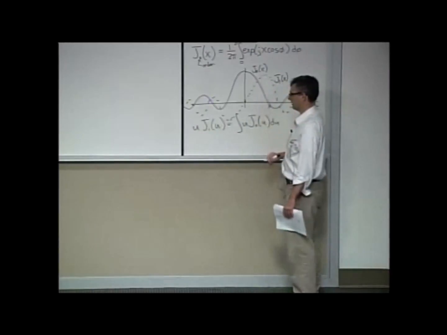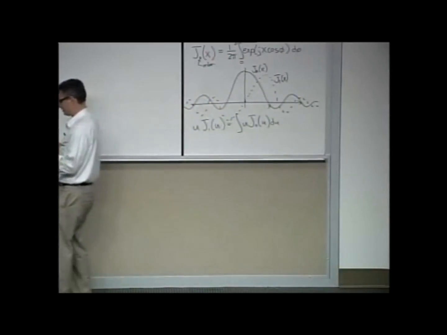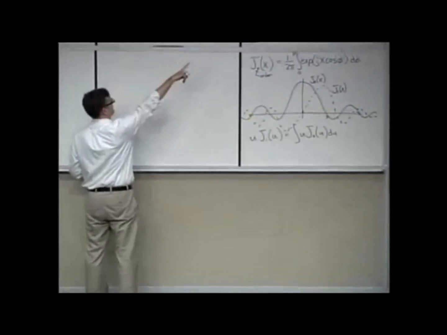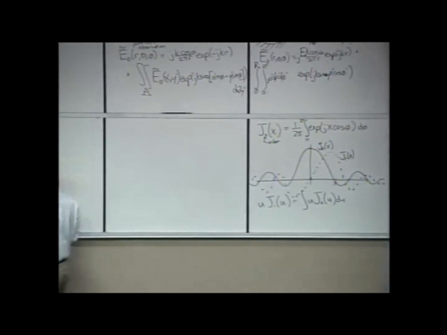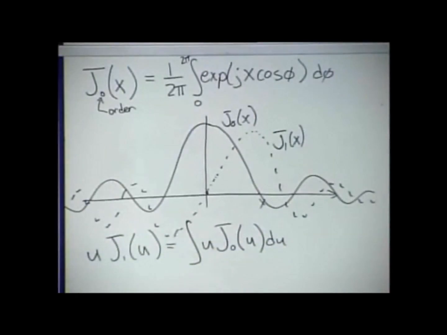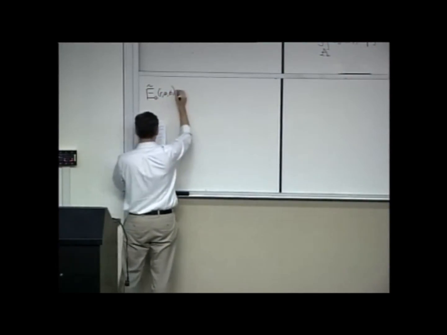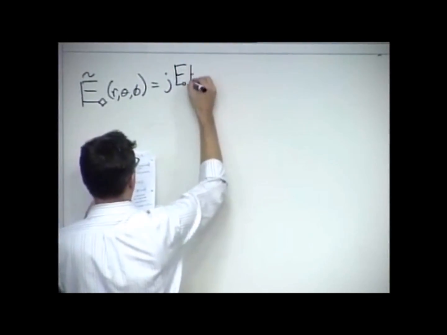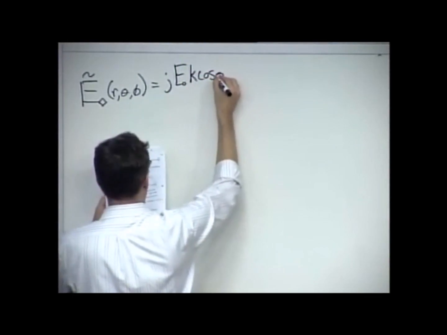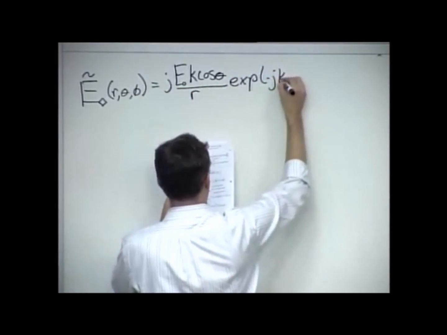So anyway, that's what they look like. Just think of them as irregular sinc functions. Let's go ahead and solve it with this. We'll integrate the phi prime result using the Bessel function, and that produces the following. The E phasor as a function of r, theta, and phi is now, upon simplification, J E naught k cosine theta over r exp minus jkr.